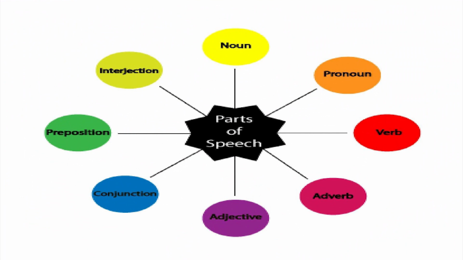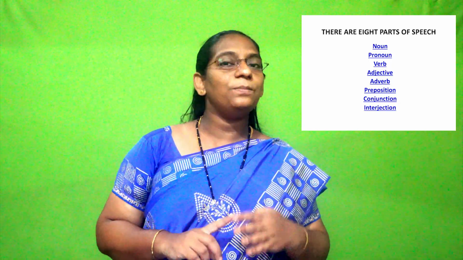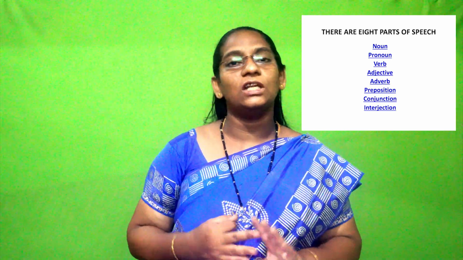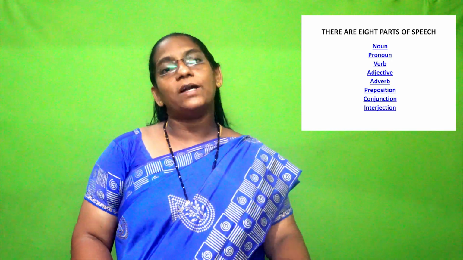So how many parts of speech are there in total? Eight. What are these eight? As we are showing on the screen, they are noun, pronoun, verb, adverb, adjective, preposition, conjunction and interjection. These are the eight different types of parts of speech.